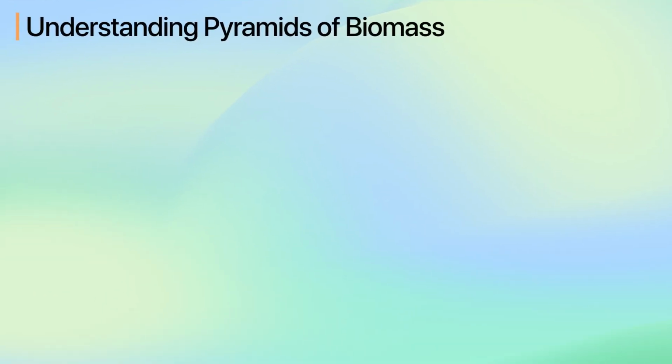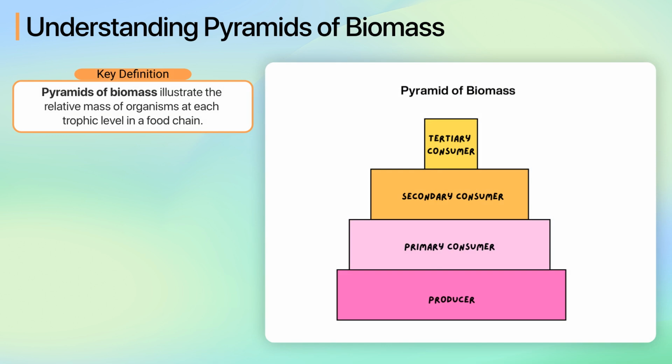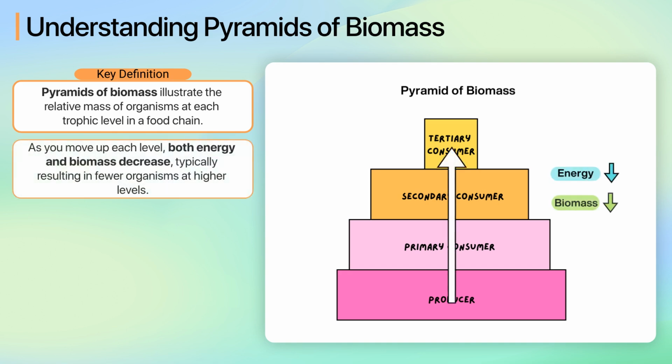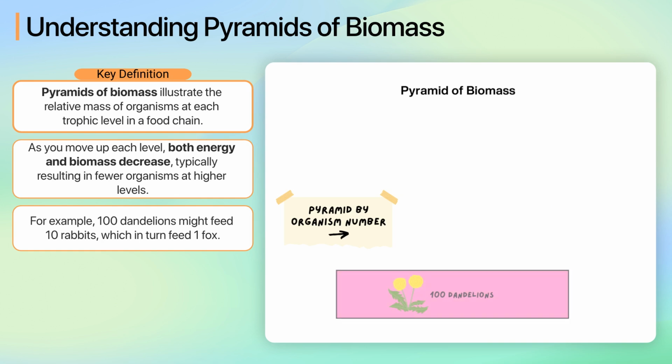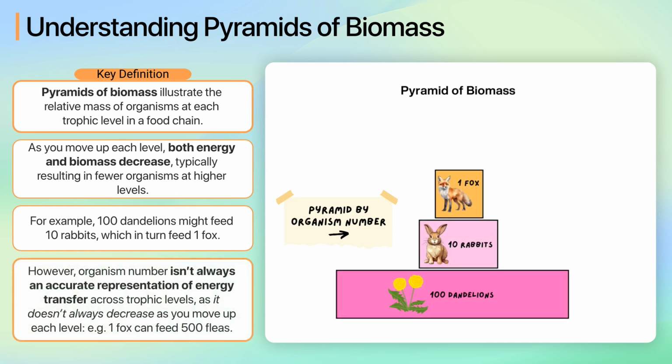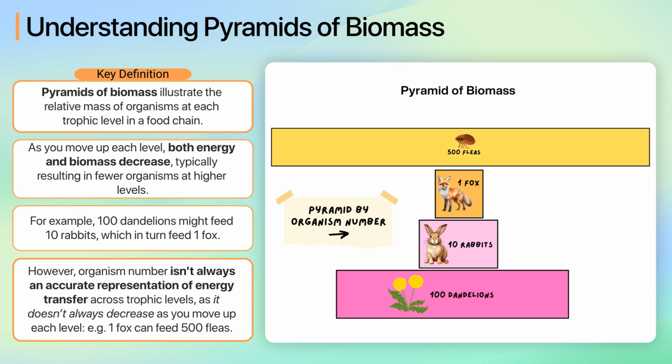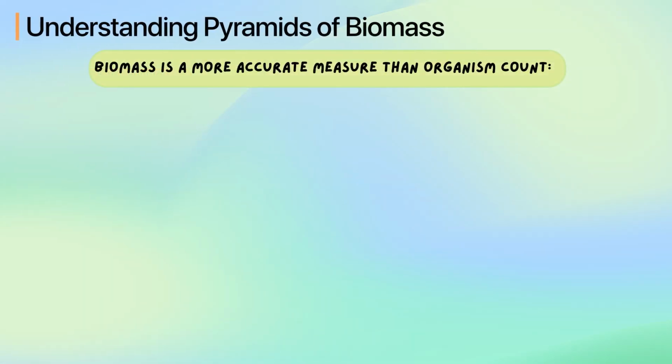To begin, let's briefly review what a pyramid of biomass represents. Pyramids of biomass illustrate the relative mass of organisms at each trophic level in a food chain. As you move up each level, both energy and biomass decrease, typically resulting in fewer organisms at higher levels. For example, 100 dandelions might feed 10 rabbits, which in turn feed 1 fox. However, it is important to note that organism number isn't always the most accurate representation of energy transfer across trophic levels, as it doesn't always decrease as you move up each level. For example, 500 fleas can feed on a single fox. Therefore, biomass is a more accurate measure than organism count.